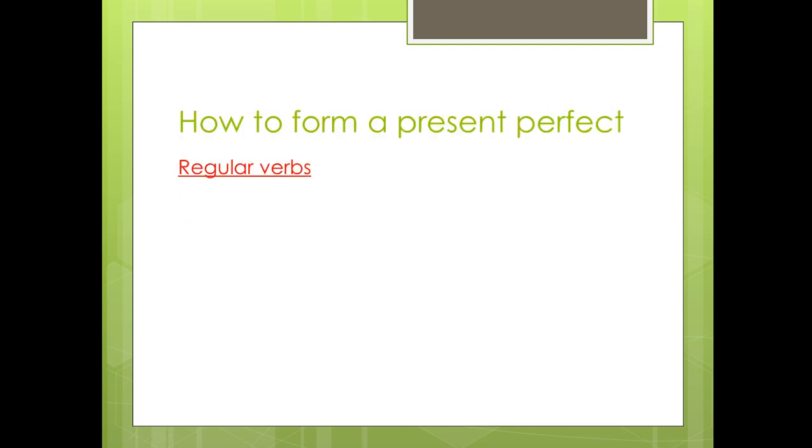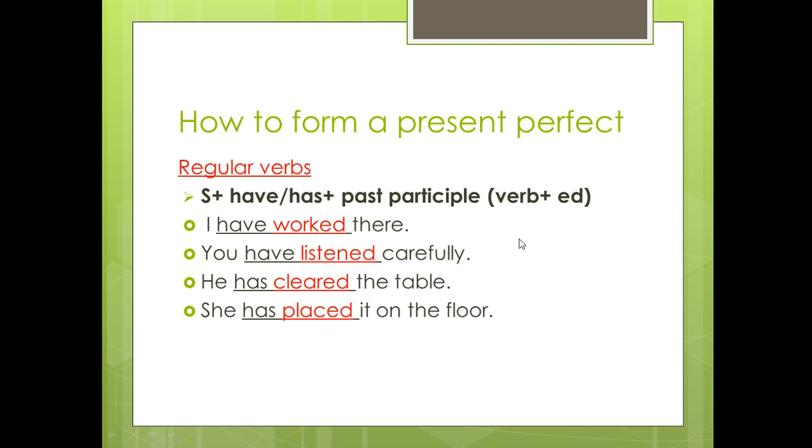Now, move to how to form a present perfect. For regular verbs, we can form it as subject plus have or has plus past participle, verb plus ed. The examples: I have worked there. You have listened carefully. He has cleared the table. She has placed it on the floor.